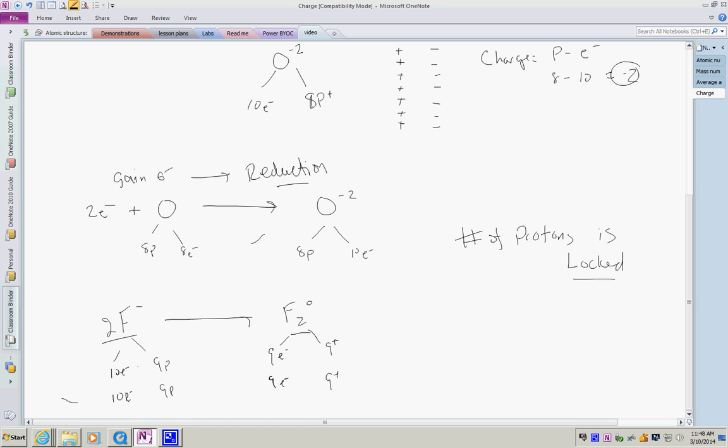It goes from having 10 electrons to having 9 each. So it needs to get rid of 2 electrons, 1 each. This is losing electrons, which has a fancy term: to lose electrons is to oxidize. Okay, so we'll stop there. A couple of important points there.